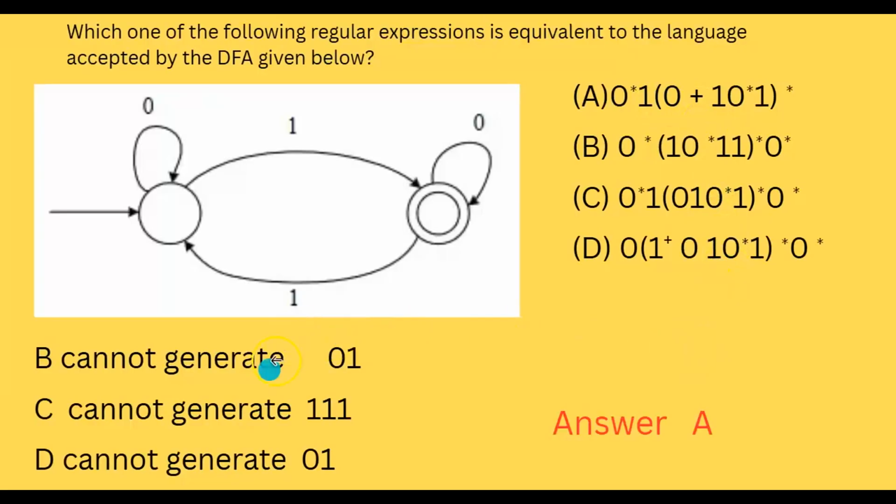But what about B, C, D? B cannot generate 0 1, and C cannot generate 111 continuously, and D cannot generate 0 1. So by seeing this state diagram, you can understand the answer.